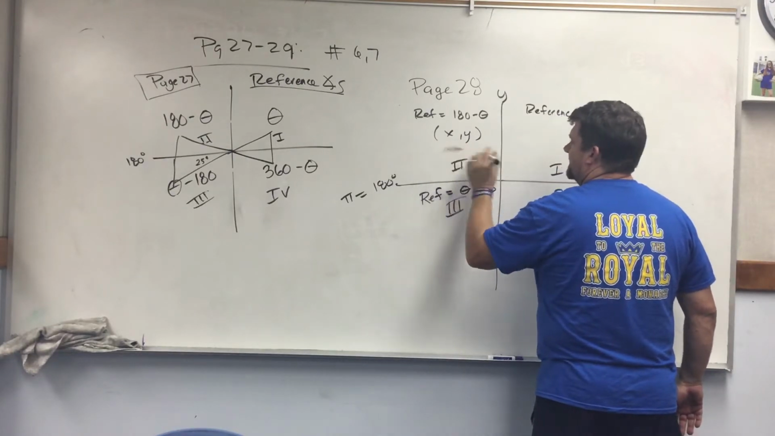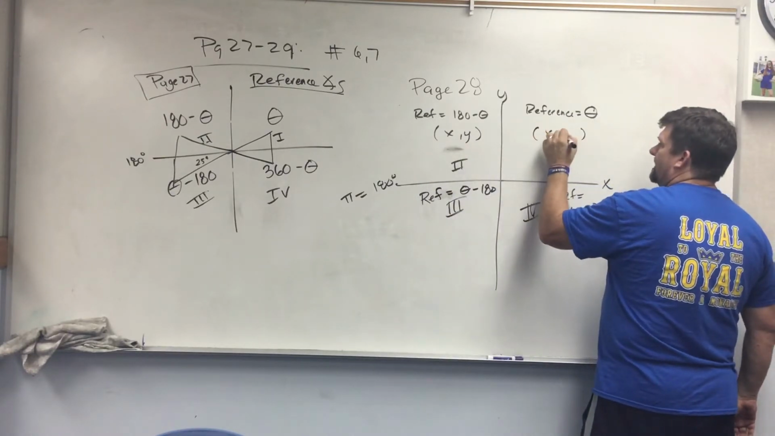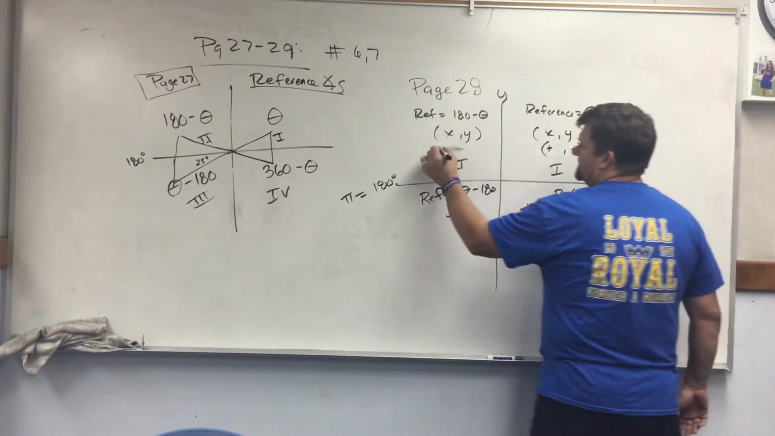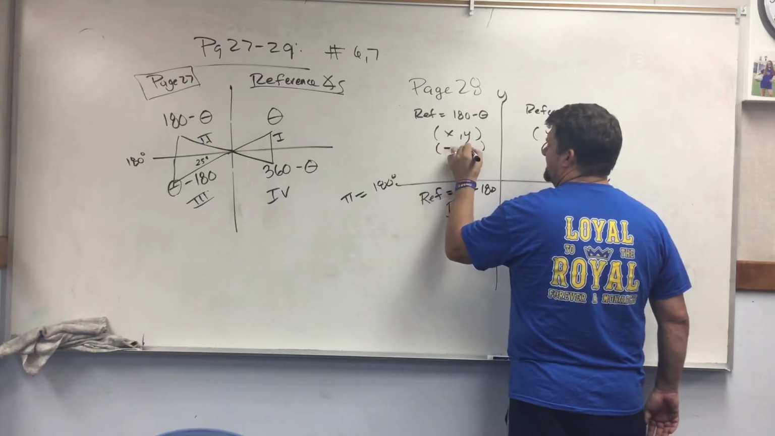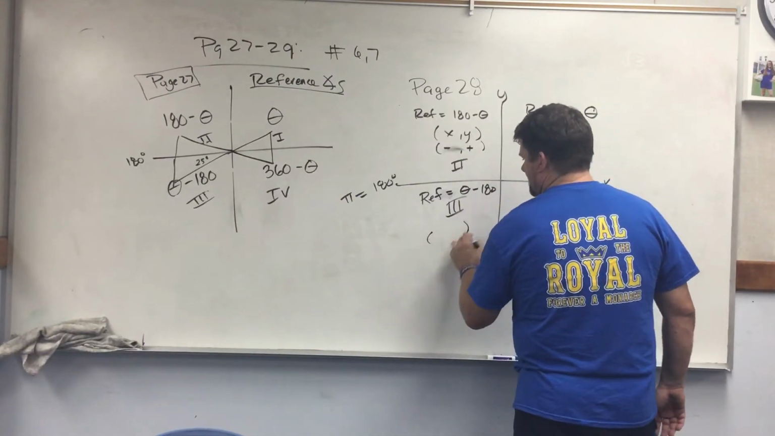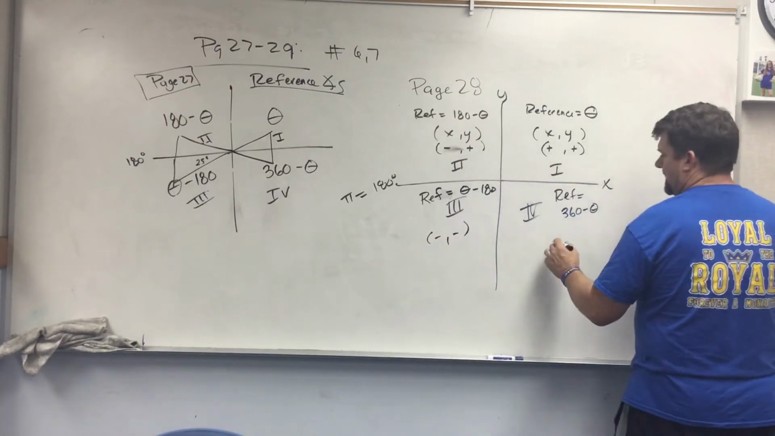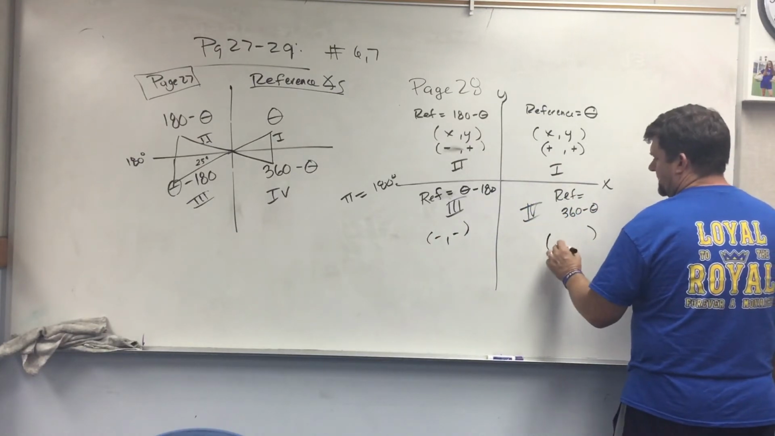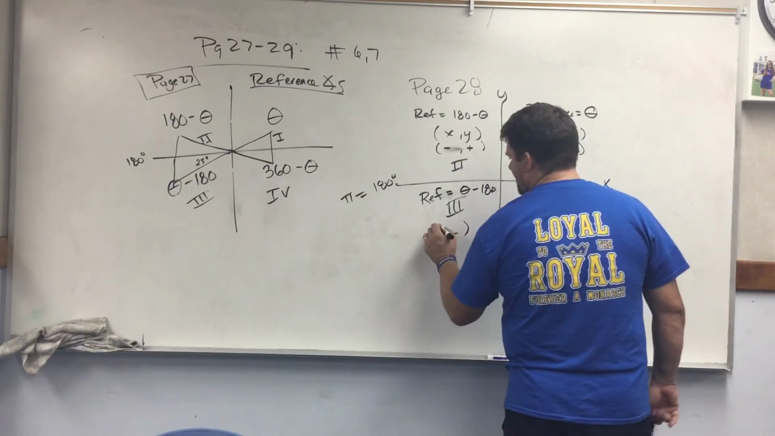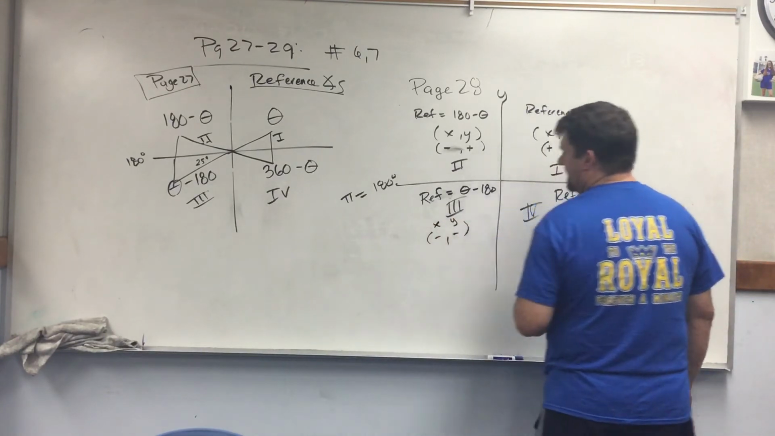And now my x and y are positive here. Oops, this one's negative. My x and y, this one's always positive, positive. This one's always negative, positive. This is always negative, negative. And this one is always positive, negative. This is my x and this is my y.